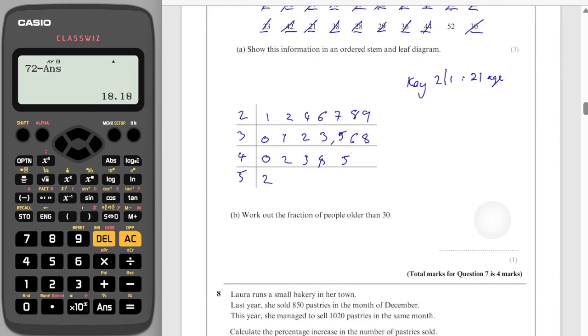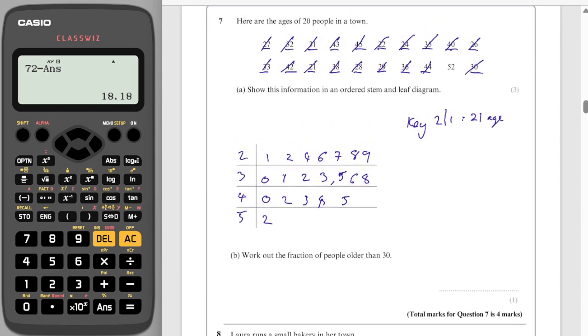So work out the fraction of people that are older than 30. So I've got 1, 2, 3, 4, 5, 6, 7, 8, 9, 10, 11, 12 people are older than 30. So 12 out of 20, which is going to be equal to 3 out of 5.